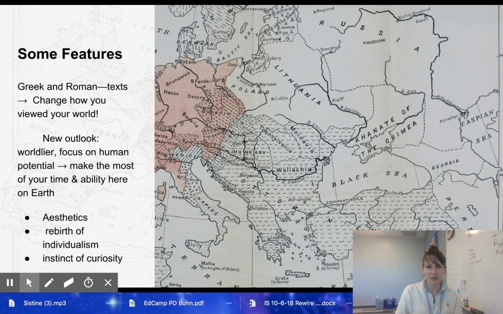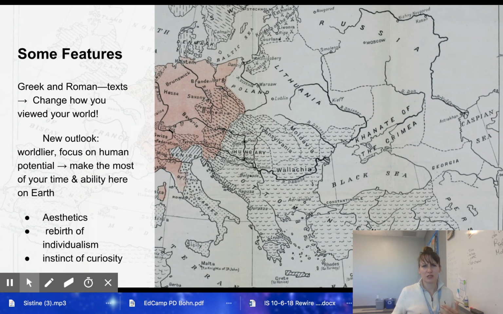So here are some features of Renaissance humanism. By using these Greek and Roman texts, it could change not just how you think, but how you view the world, right? Change your whole mindset, from just this little piece here on earth to a greater world, not just a religious focus of making it to the afterlife, but a worldly idea of incorporating things from around the globe and enjoying your time here on earth, making the most of your time and your ability here on earth, trying to reach your full potential.